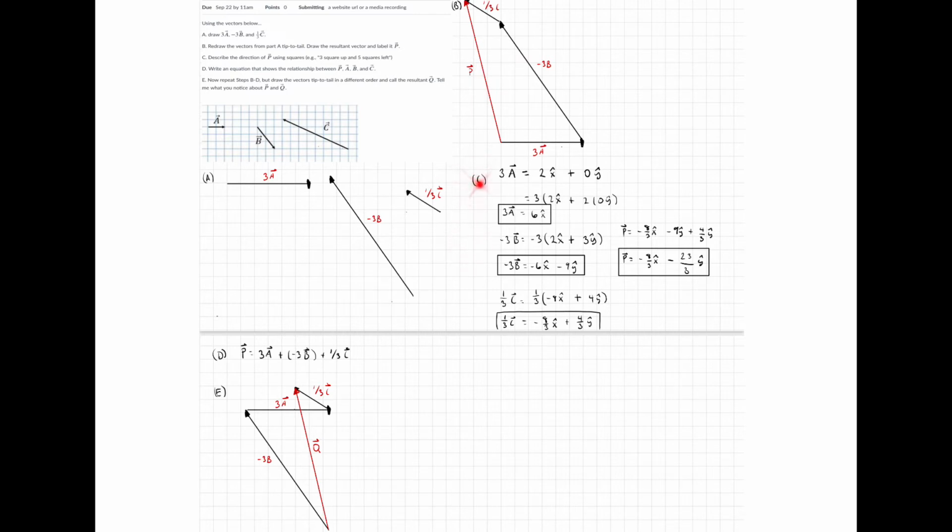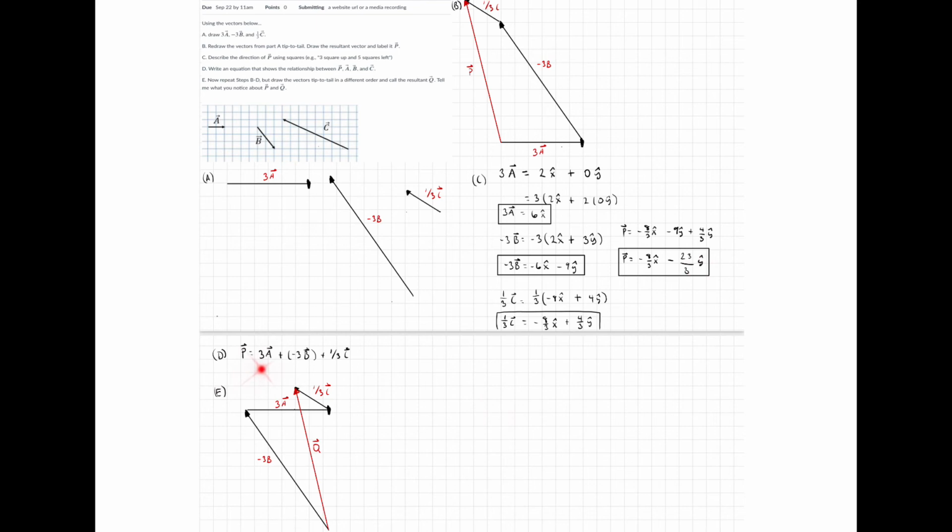In part C, I'm asked to describe the direction of vector P using the squares. So we've taken each vector, breaking them down into their components, which I've got here. A is 6x hat, B is -6x hat minus 9y hat, and C is -8/3 x hat plus 4/3 y hat. So the vector describing its direction would be -8/3 x hat minus 23/3 y hat.